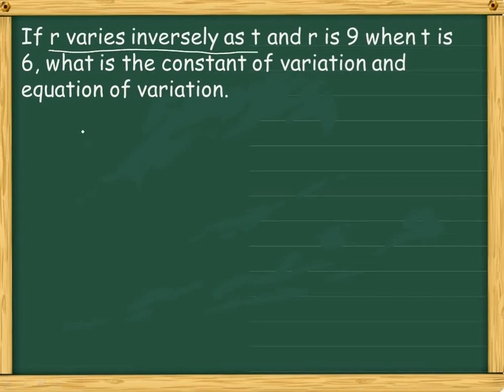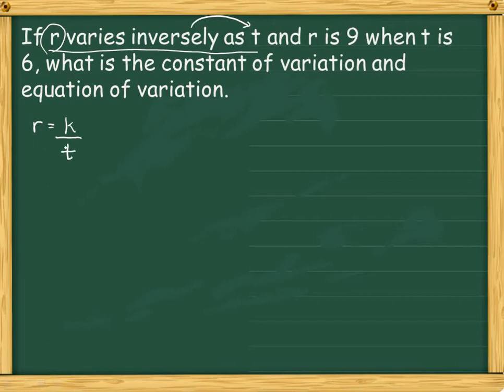R varies inversely as t. So, ang unang variable na binanggit ay si r. I-isolate natin siya. R is equal to k. We have the word inversely. So, magkakaroon tayo ng over. Sino yung ini-inverse niya? Yung pangalawang variable, which is si t. Kaya si t ay nasa denominator.